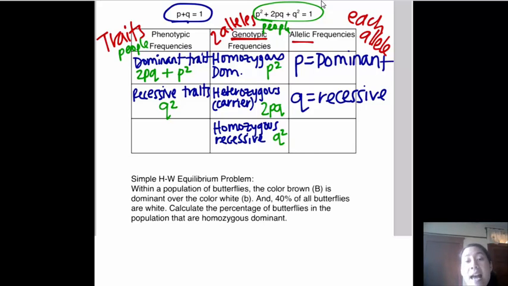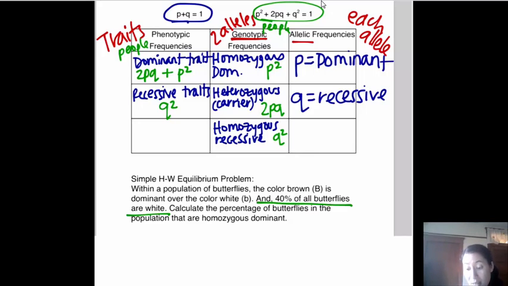So step 1, I'm going to look at the information that they give me. So it says, within a population of butterflies, the color brown is dominant over the color white, and 40% of all butterflies are white. This is the information that they've given me. Calculate the percentage of butterflies in the population that are homozygous dominant. Okay, so they gave me information about a trait. It's a color. So that is a phenotypic frequency that they gave me.